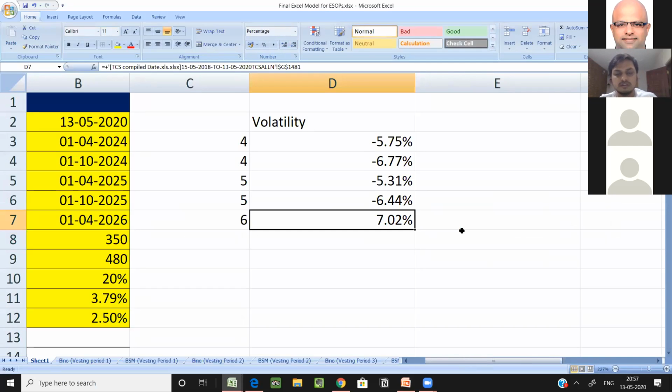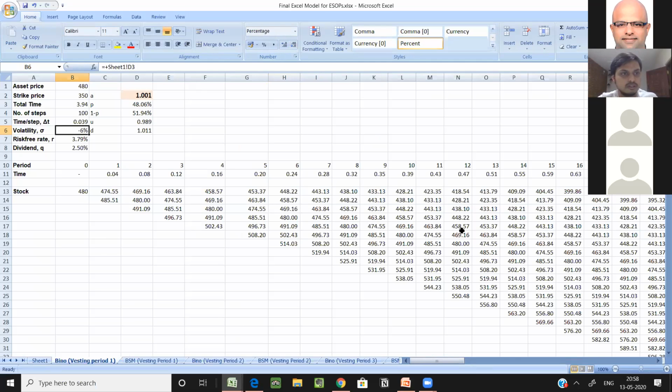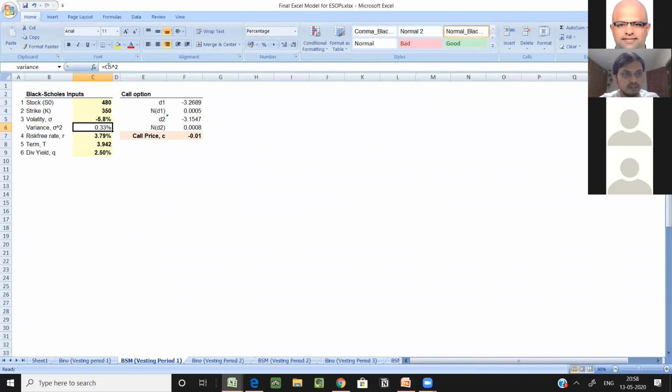Okay, so it's pretty much around those figures. You can see 7%, 6%, 5%. So those are the ranges. And I request you all to make these volatility symbols positive only. Only then will these Excel formulas work. So don't take negative volatilities.